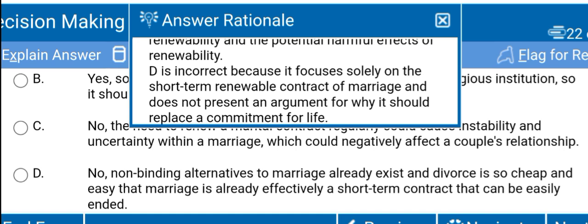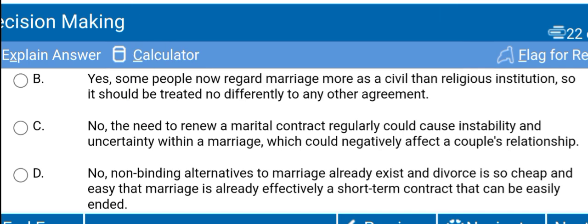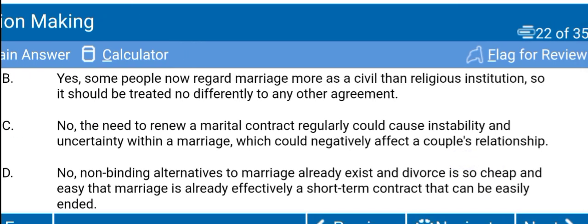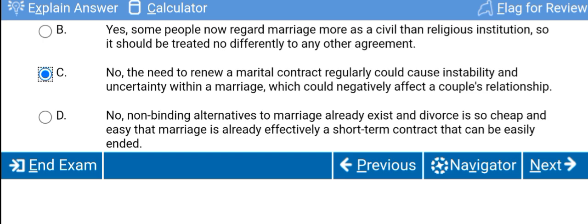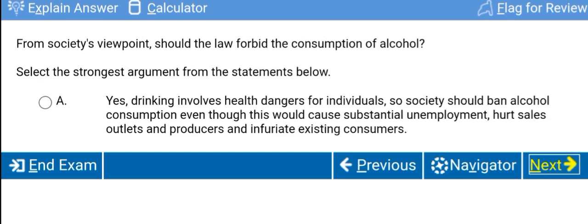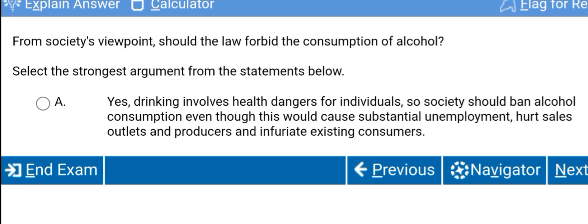So, there we have the correct option is option C, which says no, the need to renew a marital contract regularly could cause instability and uncertainty within a marriage, which could negatively affect a couple's relationship. So that's why we have the correct option is C. Next we have that from society's viewpoint, should the law forbid the consumption of alcohol? Select the strongest argument from the statements below.